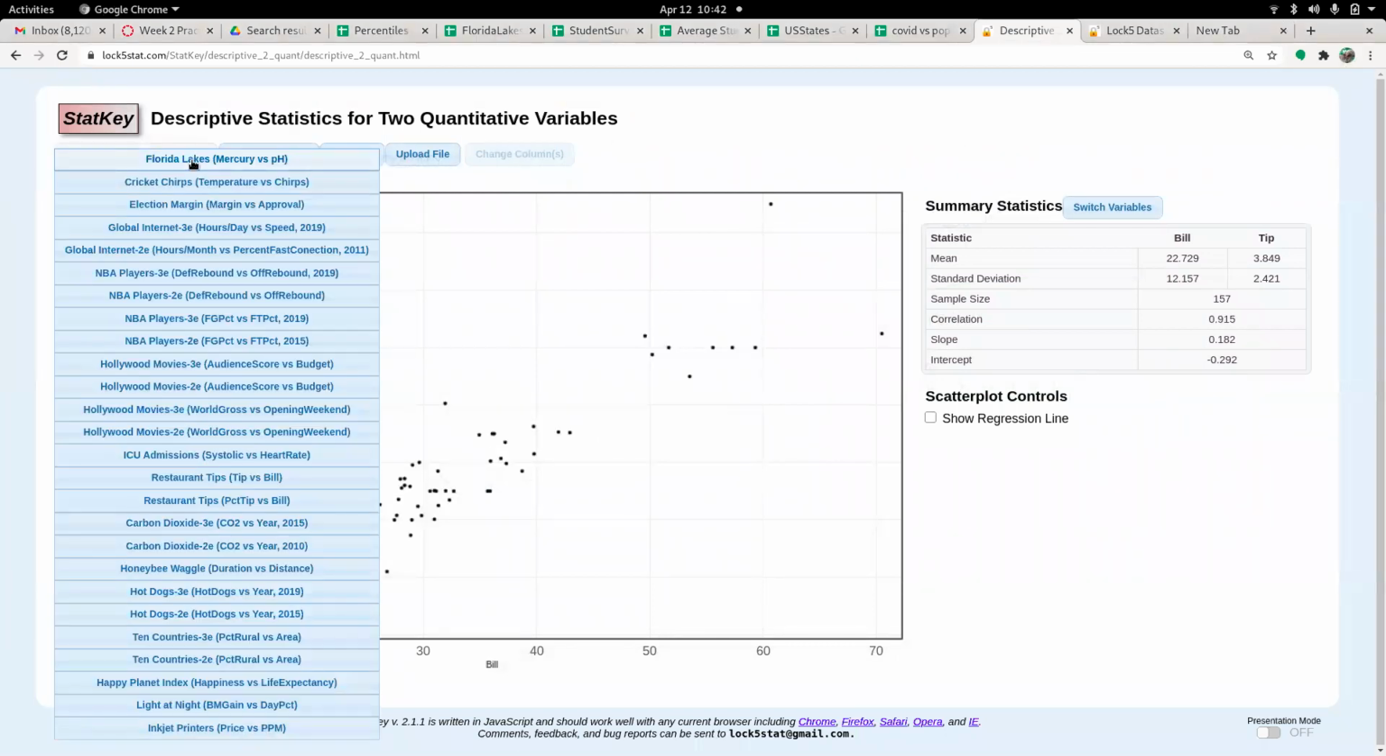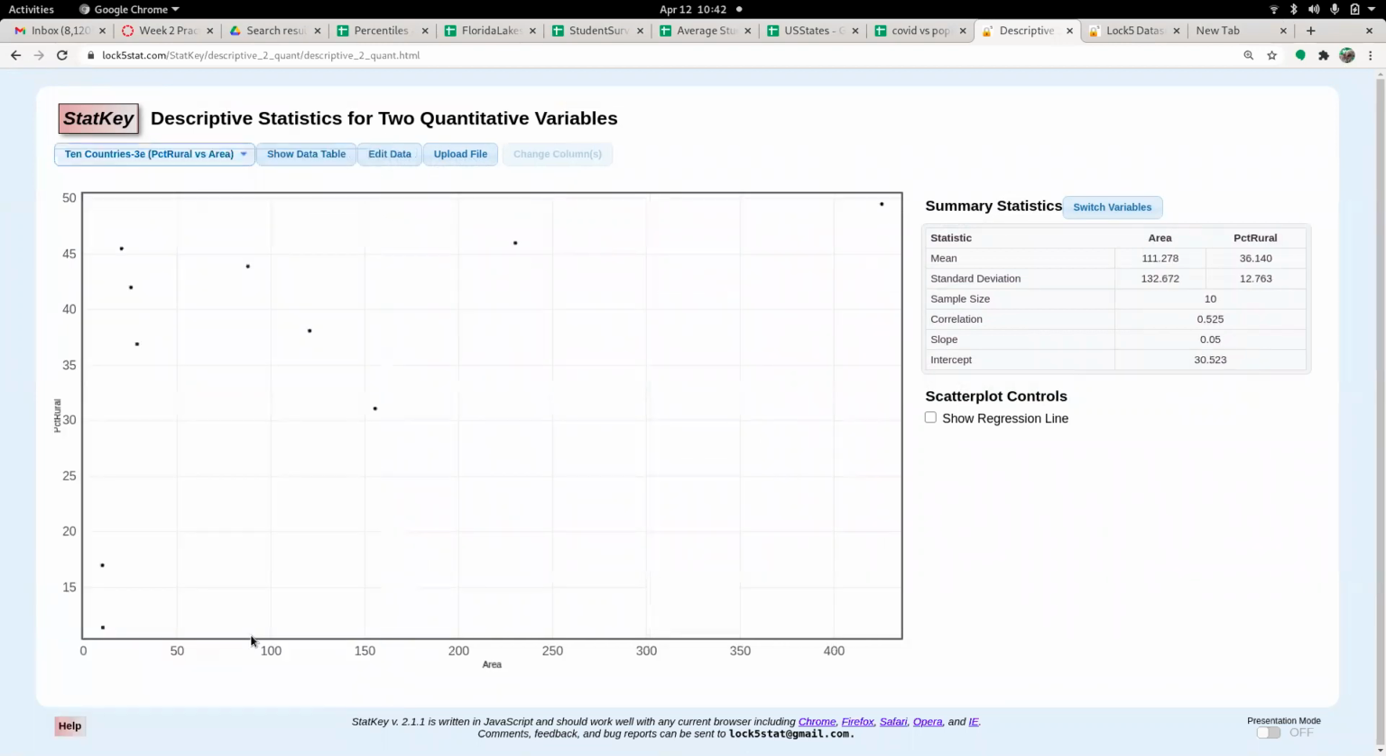Let's take a look at countries, rural versus area. So here, the area is the size of the country, probably square miles. That's not too important. And then what percent of the country is rural? And notice this is just a small sample. It's not all countries. There are 10 countries in this particular sample. We could plot them if we want. But what I see here is most of the countries are up here, and there's several trends going on here. And then these two down here are kind of unusual compared to the rest.